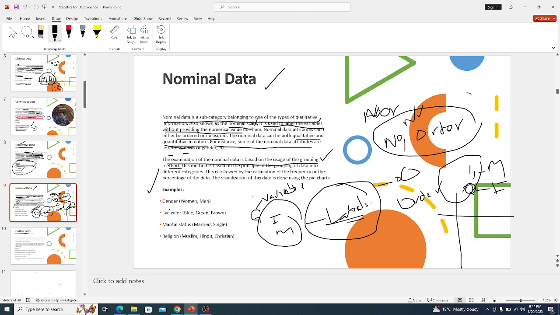Okay, so majorly in nominal data, we usually use what we call grouping methods. And through these grouping methods, remember, it is easy for us to come up with something we call a frequency distribution table. Why? Because we are dealing with the grouping method. So this method is based on the principle of grouping data into different categories.